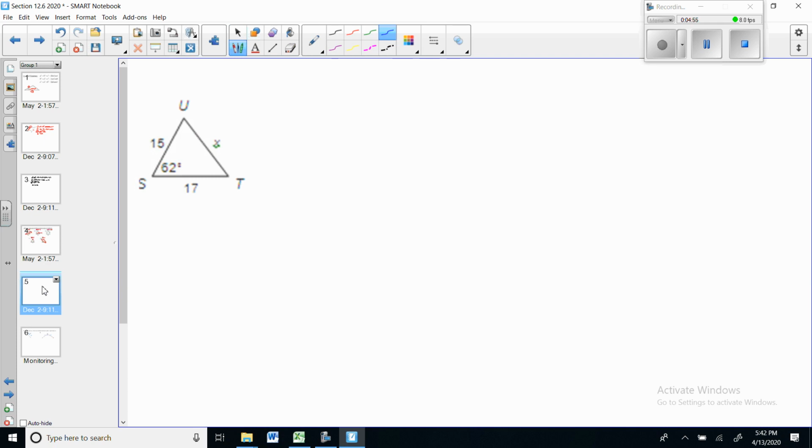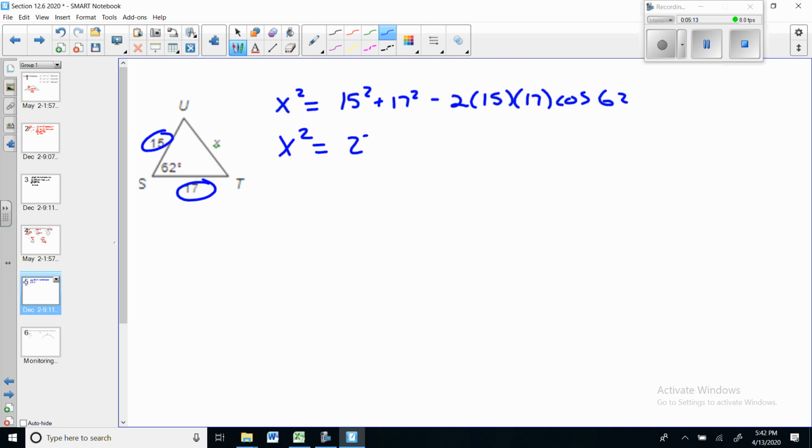Our two sides are here. We have the angle included between them. So x squared is going to equal 15 squared plus 17 squared minus 2 times 15 times 17 times the cosine of 62. 15 squared is 225. 17 squared is 289. And when I take 2 times 15 times 17, that gives me 510.